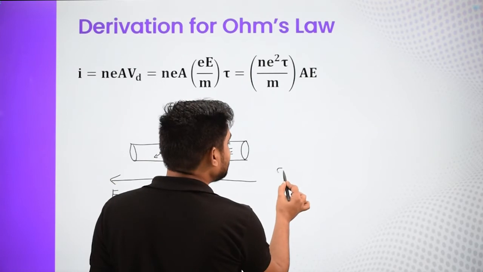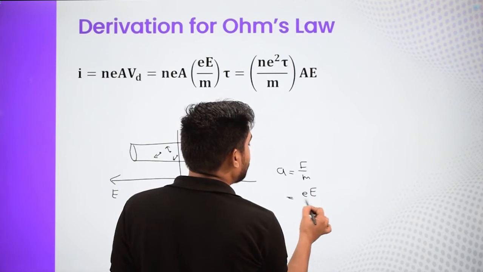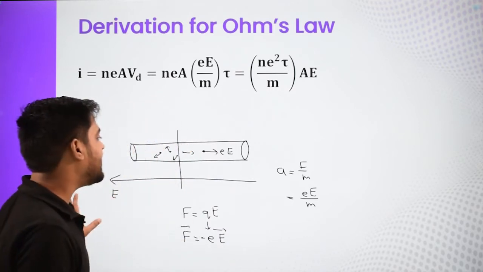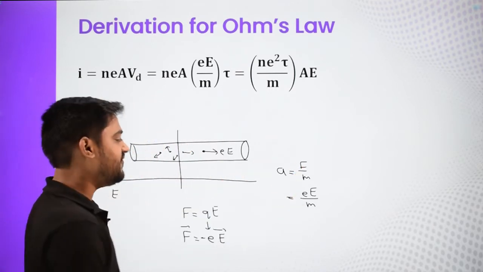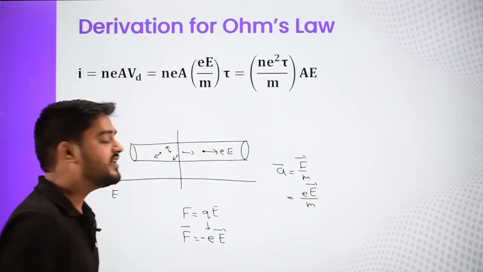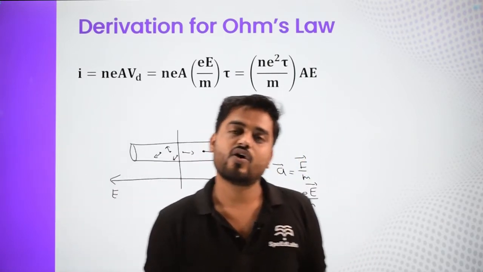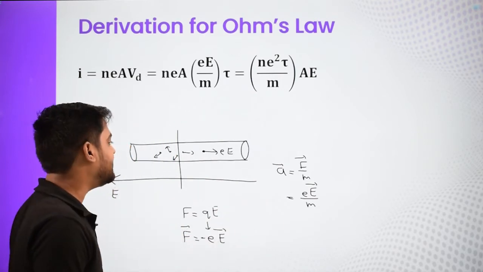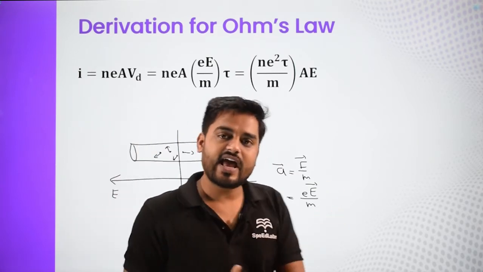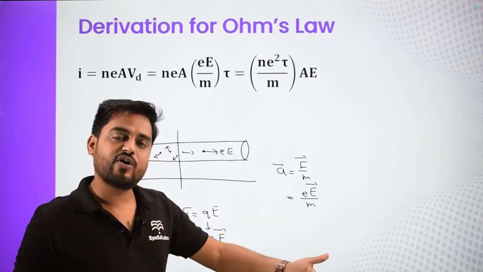If I want the acceleration, it is force per unit mass. Force is eE, and mass is small m, so eE by m is the acceleration of each and every electron. All the electrons accelerate that way, and if you want, you can write it in vector form like this. Now, if a force is applied on an electron, it gets accelerated, and its velocity increases rapidly. But the velocity can't keep increasing, because it will collide with some other electron. It will stop or it might come back.